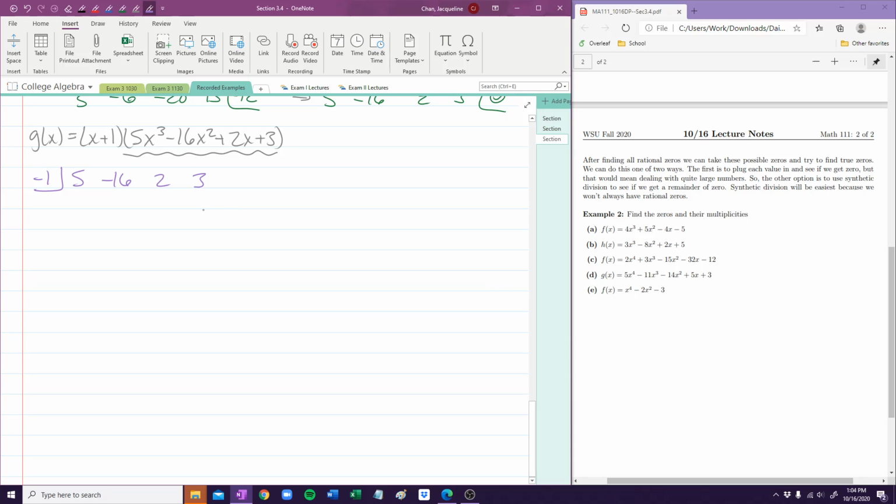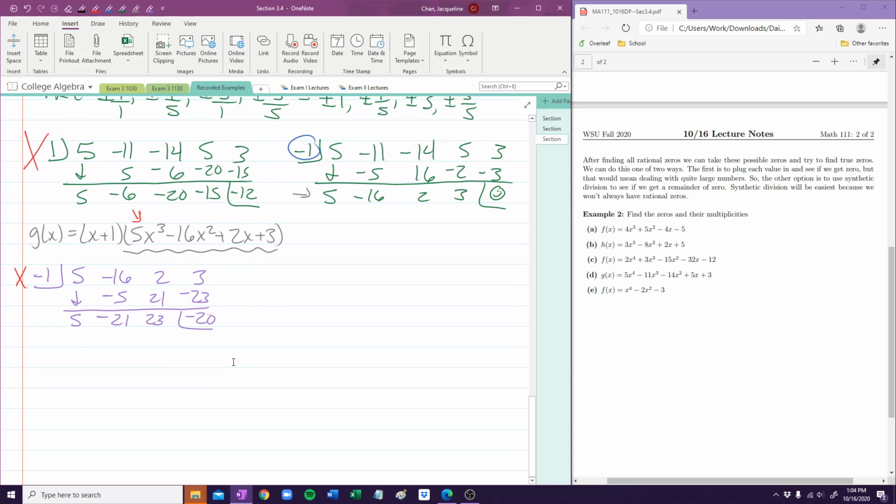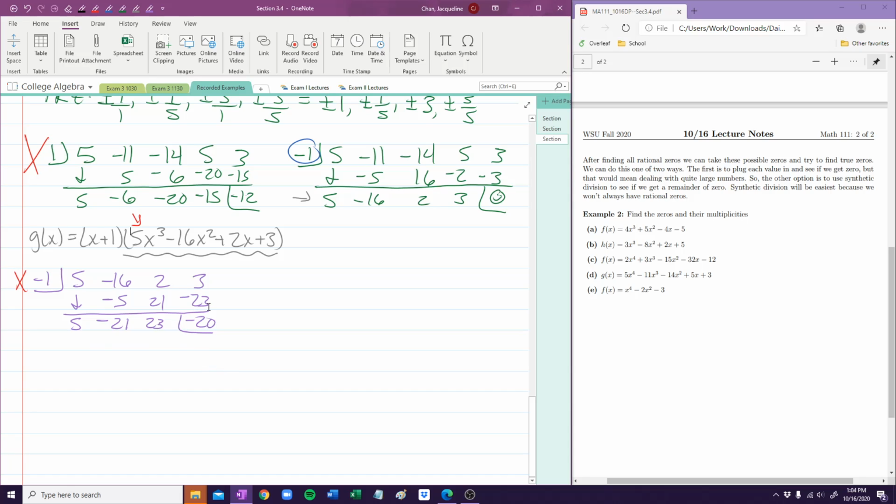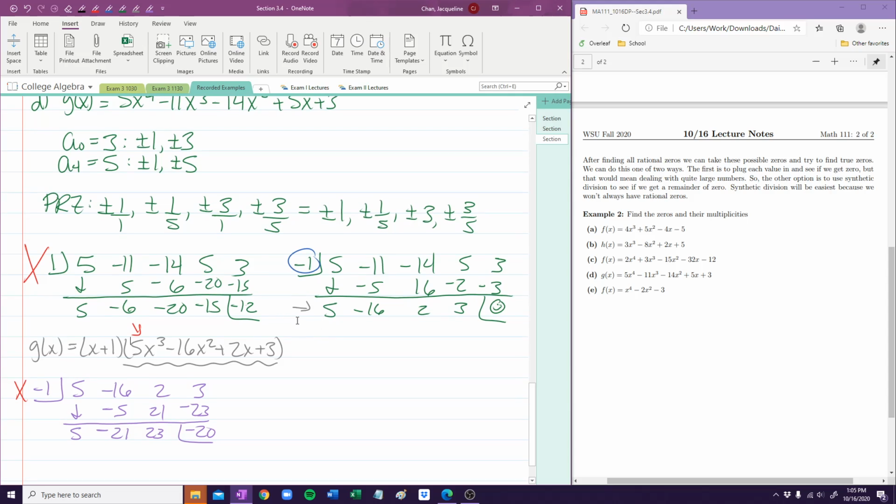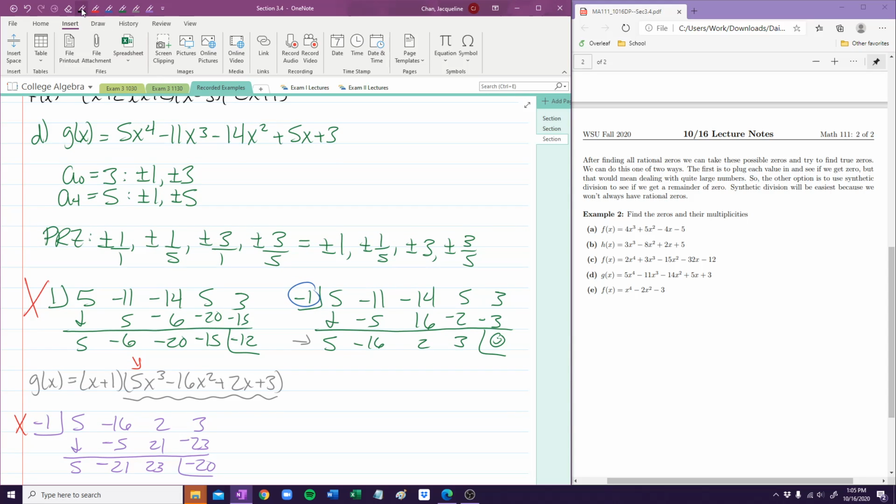All right, so let's do this. So this is 5, negative 21, 21, 23, negative 23, and this is negative 20. So this is not a 0 to this polynomial right here. What does that mean? That just means that this negative 1 is a 0 to g of x just one time. It has multiplicity 1.